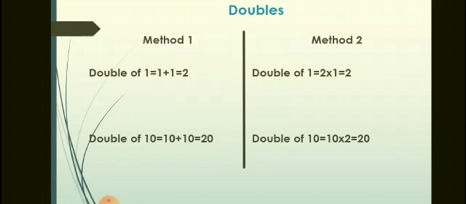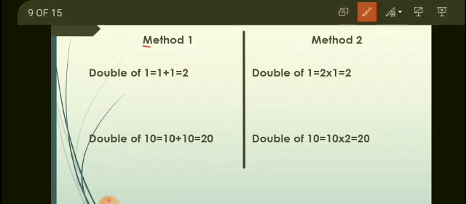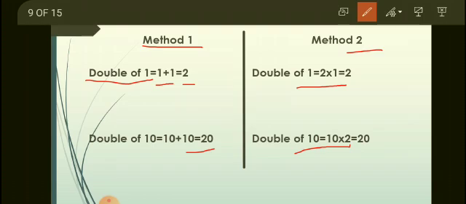Now let's learn how to find doubles. There are two methods. In method number 1, you just add the number to itself, like double of 1. 1 plus 1 equals 2, and 10 plus 10 is the double of 10, which is 20. Method number 2 is also very easy. Just multiply the number with 2. Double means 2 times. So 1 multiplied by 2 equals 2, and 10 multiplied by 2 equals 20.